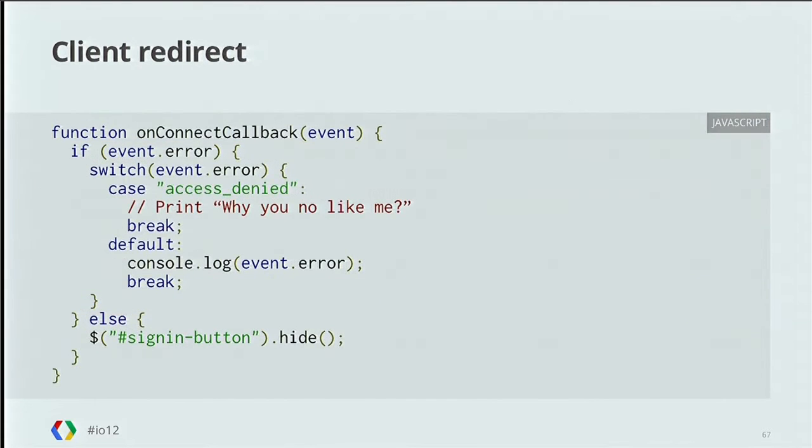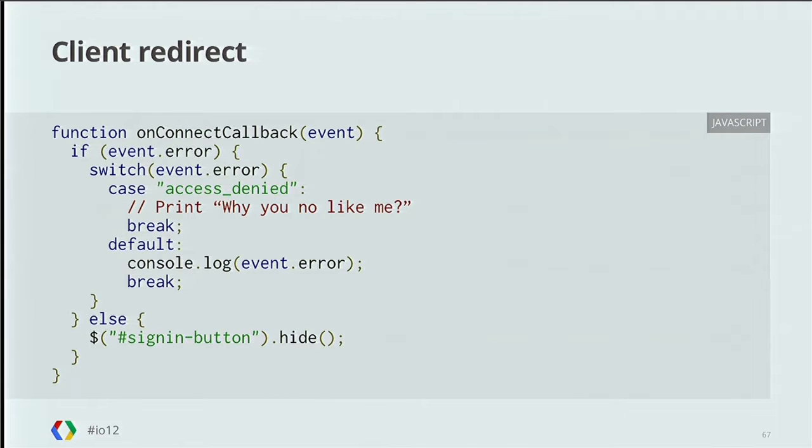And this is what it will look like on the client side. I've written a function here for the client-side callback, and a parameter is passed to this. I've called it event here, and I'm looking for the property error. If there is an error, this will be set. If it's not an error, it just won't be set.